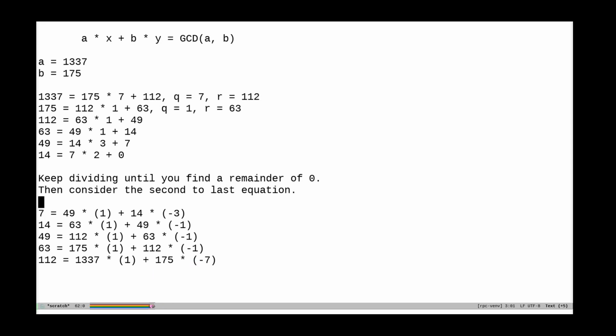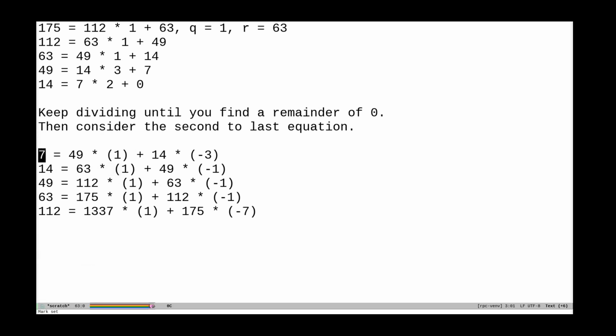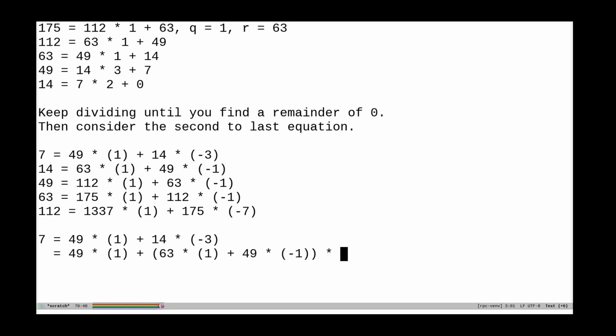Okay, now what I can do is start from the first equation, this thing, and start to substitute. For example, here I have 14 times minus 3. But now I can express 14 in terms of 63 and 49. So here I do this kind of thing. I do the first term, I keep it as it is. Then this 14, I substitute with whatever I had previously, and I get this thing.